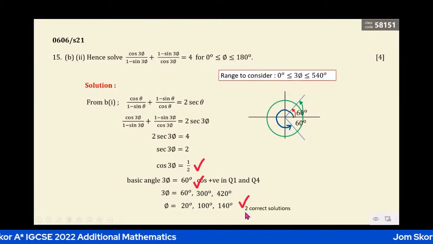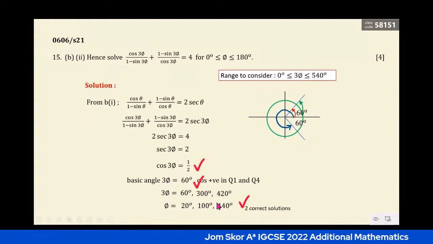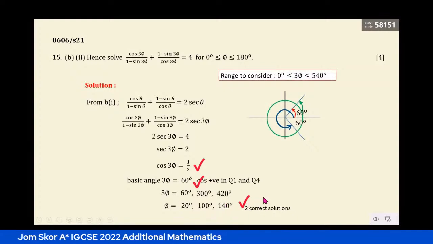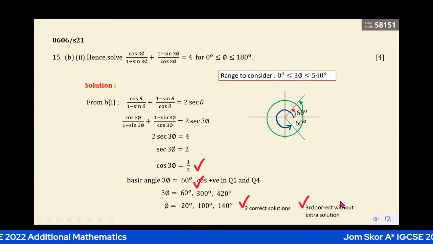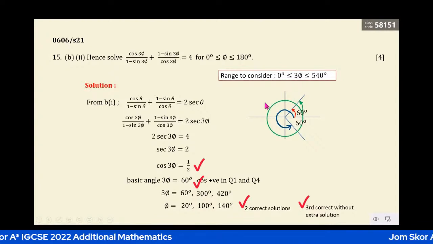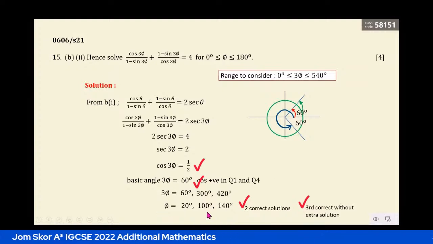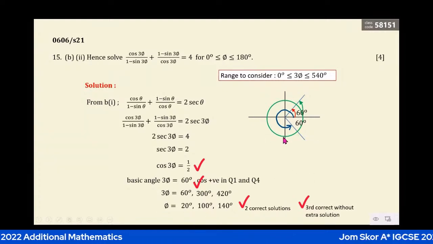Okay, next is two correct solution. Ada 20 and 100 or ada 20 and 140. Two correct solution, we give you another mark. And then the fourth mark will be given for third correct without extra solution. Macam tadilah. Okay. Kalau katalah kita terlajak cari satu lagi, angle in quadrant 4, meaning that the fourth mark will not be given. Okay. Sebab dah terlebih daripada jawapan yang sebenarnya. Okay. So make sure that you have only angle yang kita nak cari saja.